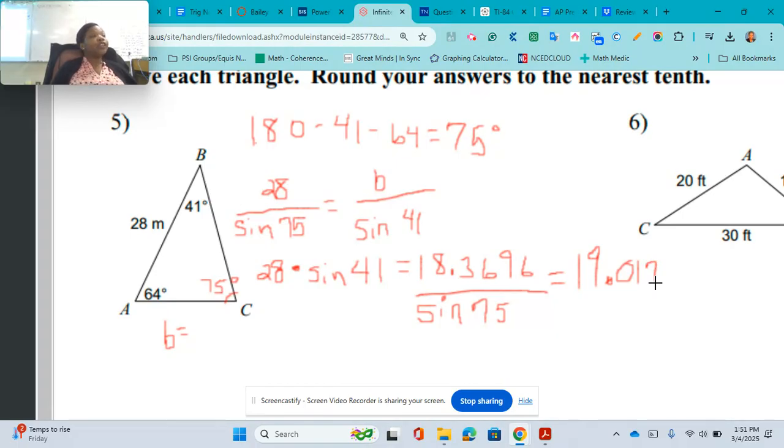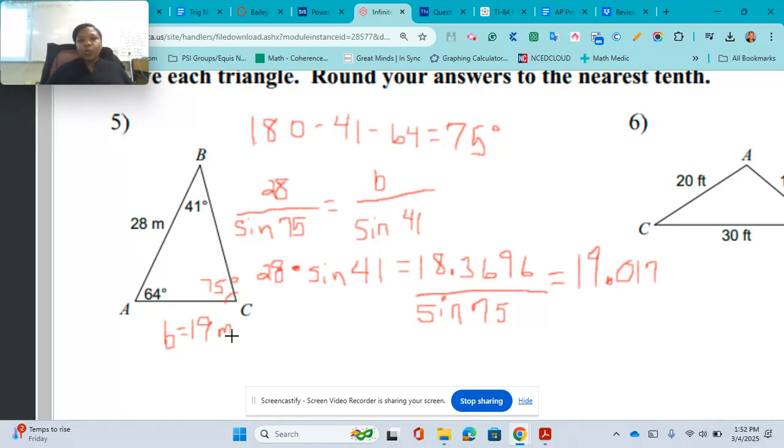All right, we need to round to the nearest tenth, so our answer for the length of B will be just what? 19. Meters. I'm sorry, I haven't been adding the metrics. All right, now, are we finished? No. Ain't that fun?